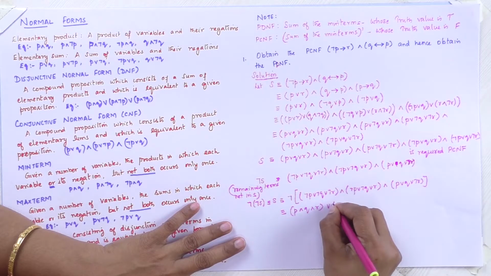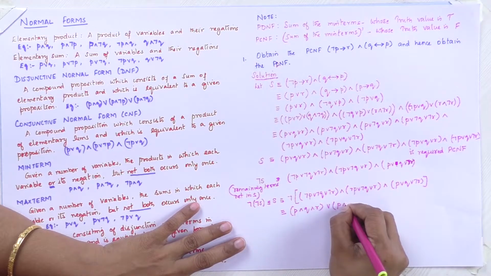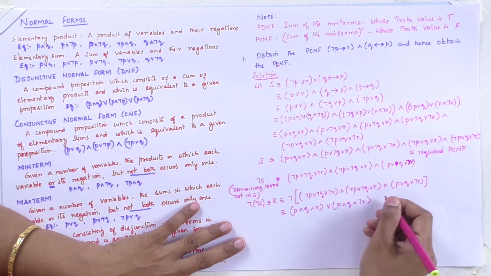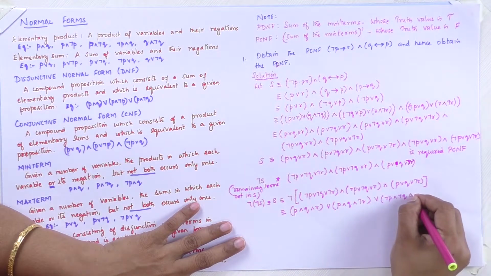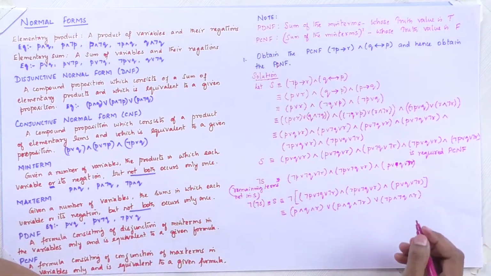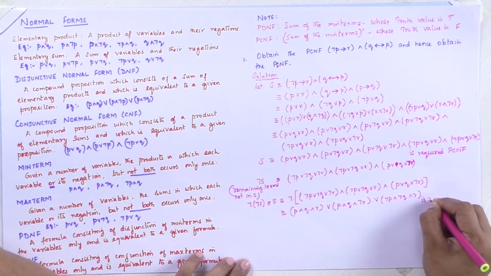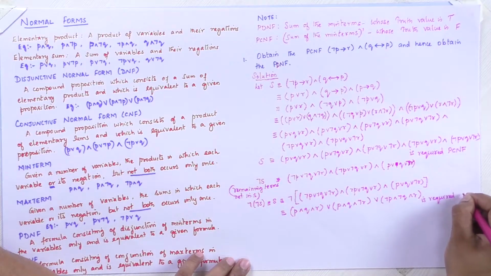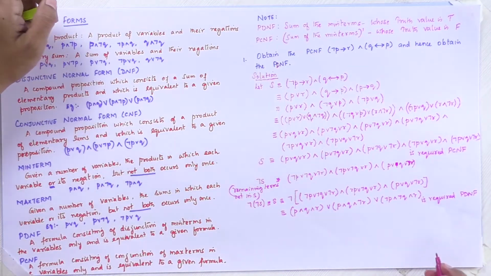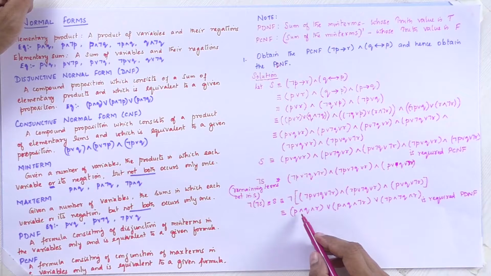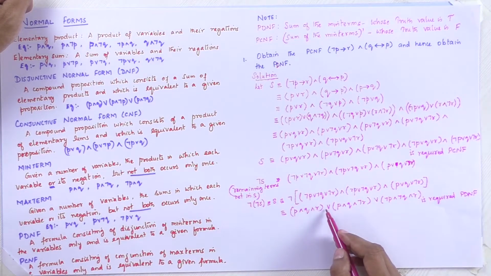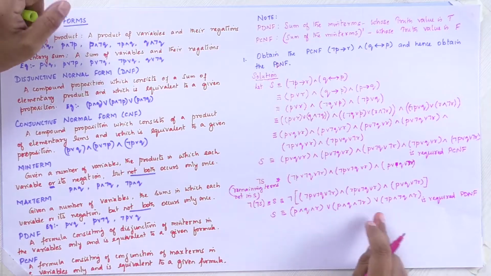This will become R, and this will become P and Q and not R. This will become R, not P and not Q and R. See now here, this is my PDNF, as required. What does PDNF mean? It is a formula consisting of the disjunction of the minterms. I do have the minterms and it is the disjunction. So therefore this is my required PDNF for the given original term.